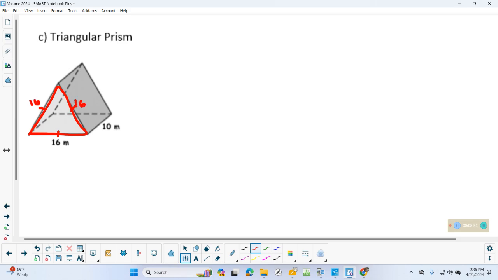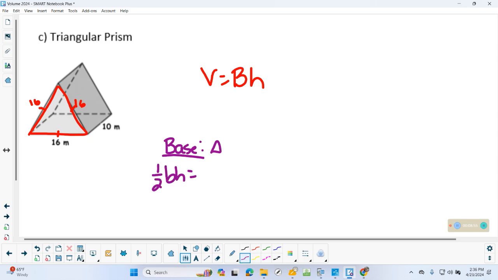So again, same formula for volume, area of the base times the height. But our base, of course, is a triangle. So we have to know the formula for area of a triangle. It hasn't popped up yet today, but we should know it. What's the formula for area of a triangle? 1/2 base times height. Okay, so let's take a look on my red triangular base. Okay, I see the base is 16. That's easy. We got a glitch.